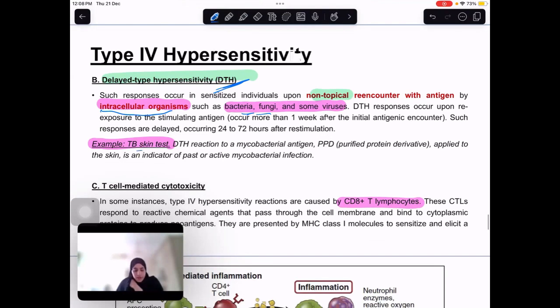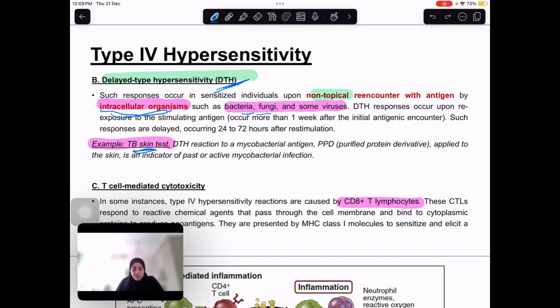The example is also the TB skin test. The TB skin test is basically, they want to test if you're going to be having tuberculosis. So they're going to be injecting it, and if there's going to be a reaction towards this mycobacterium, which is going to be causing the tuberculosis, I'm injecting the bacteria right now, an intracellular organism. And that's why we know it's T cell, because I'm injecting intracellular organisms here, and we're going to be using T cells.